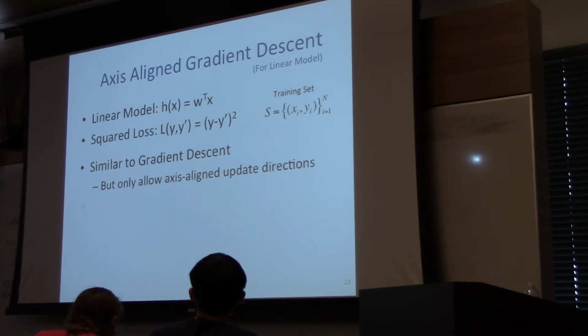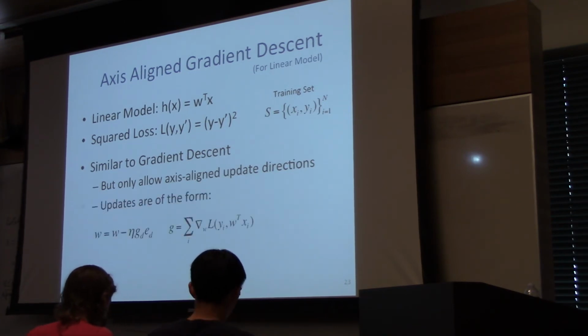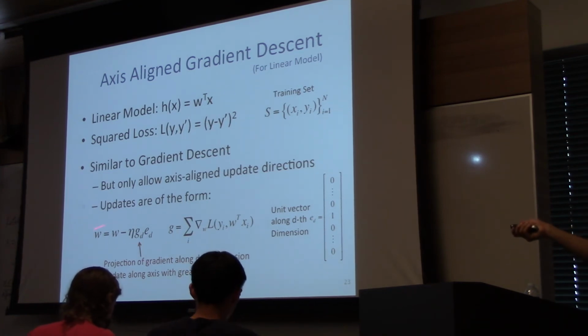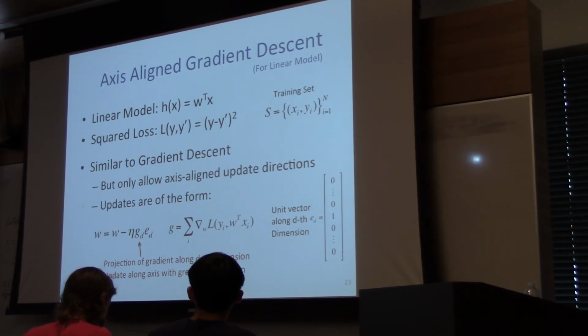And so suppose we do axis-aligned gradient descent. What does that mean? That means we do gradient descent, but we only allow for axis-aligned updates, right? This is the standard gradient descent rule. But instead of taking an arbitrary gradient update, we only take an update along one dimension, not all dimensions simultaneously. And how that would work in practice is you take a single dimension that has the largest reduction in loss and then you zero out the rest.